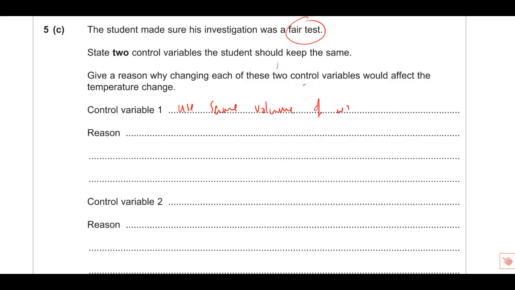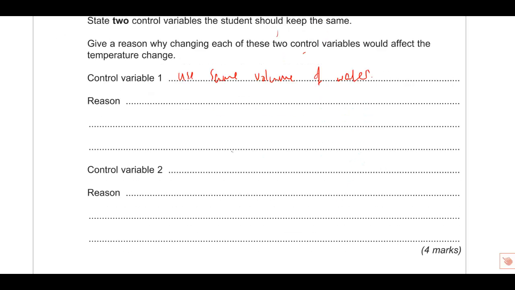Use the same volume of water would be quite a useful one. Why is the reason for doing that? This pen just keeps disappearing. Bigger volume equals smaller temperature change. So that's one nice one there.